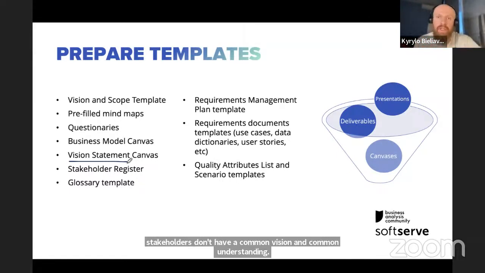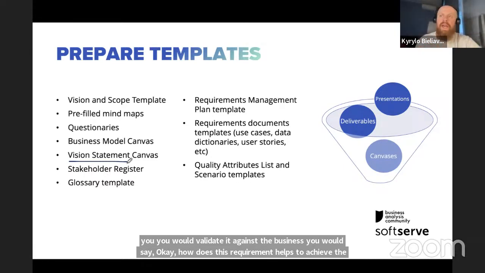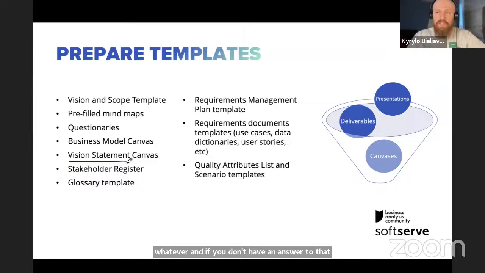And once you have it, it will be easy to validate whether this requirement or this change is needed, because you would validate it against the business need. You would say, okay, how does this requirement help to achieve the goal? How does it help with our business need? How will it affect, say, a success metric? And if you don't have an answer to that question, that means you don't need it, and it will be obvious to all of the stakeholders present. So that could be one of the ways to tackle that problem.